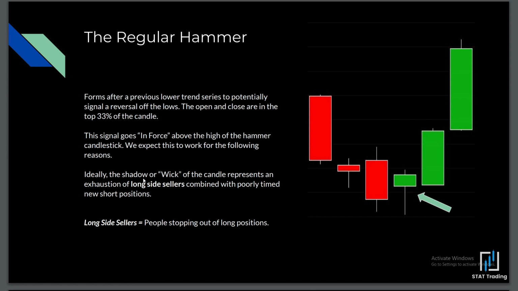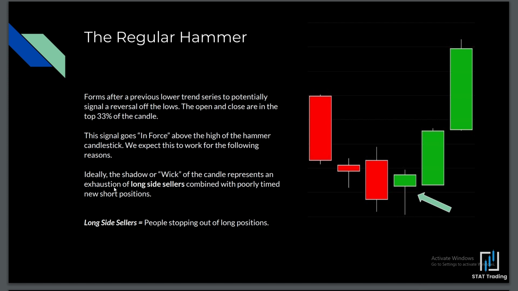Ideally, the shadow or wick of the candle, which is this part right here, represents an exhaustion of long side sellers combined with poorly timed new short positions. And what that means is long side sellers is just anyone who bought this stock before. It's now going lower. So if you bought it at this price level, let's say a couple weeks ago, and it comes back and you're now holding a losing position, you turn into a long side seller. You're someone who bought it and is now selling to close because it's a loser.